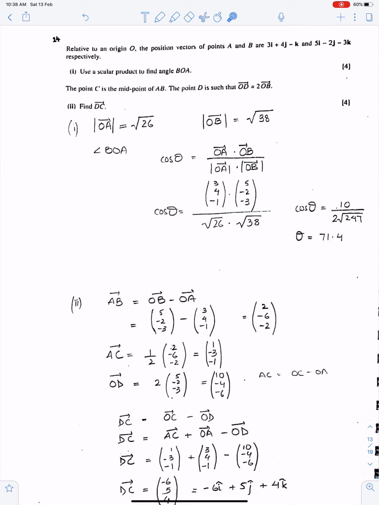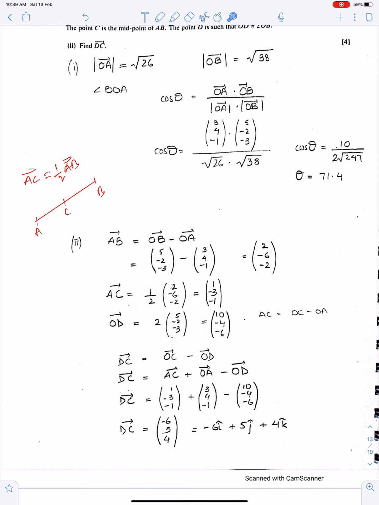AC, remember whenever midpoint thing is given, always use it like this. I mean this concept, A, C, B. So you need to write AC is half of AB. In this way you can easily get the point C. So first find AB, and AC is half of AB. And in this way you can get vector OC. And OD is given 2 of OB. This is OD.